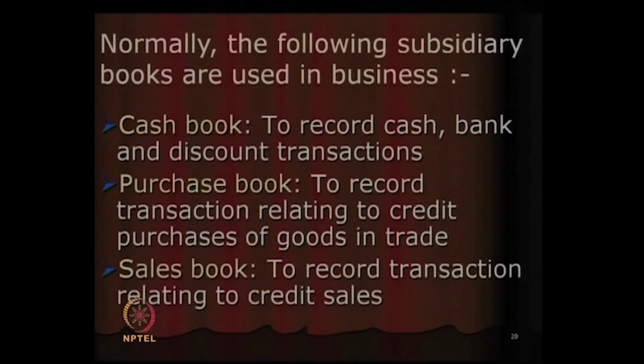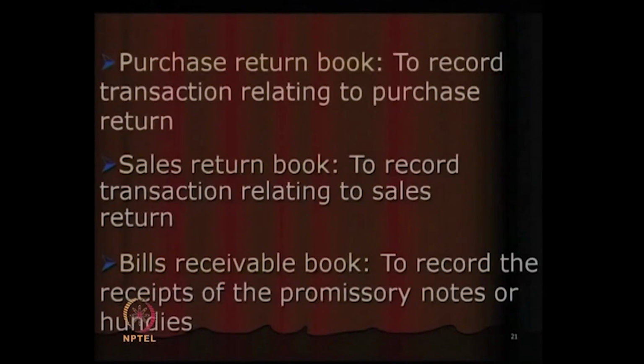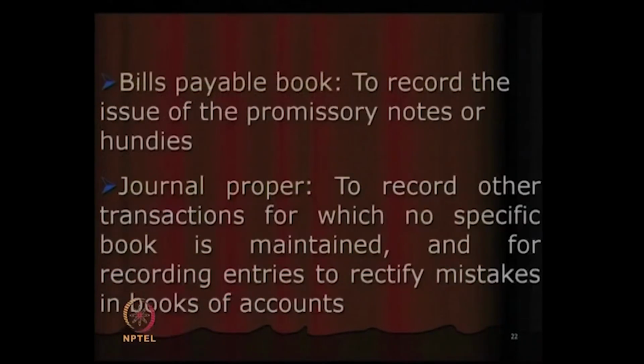We have purchase book which will record purchase related transactions on credit. Sales book which will again record the transactions of credit sale. Cash sales we do not record here because they are already recorded in the cash book. Then purchase return book to record the return of goods. Sales return book to record the return of sold items from the customers back to us. Sometimes we also have a bills receivable book to record the receipt of promissory notes or hundis. Then bills payable book where we may record the issue of promissory notes or hundis.